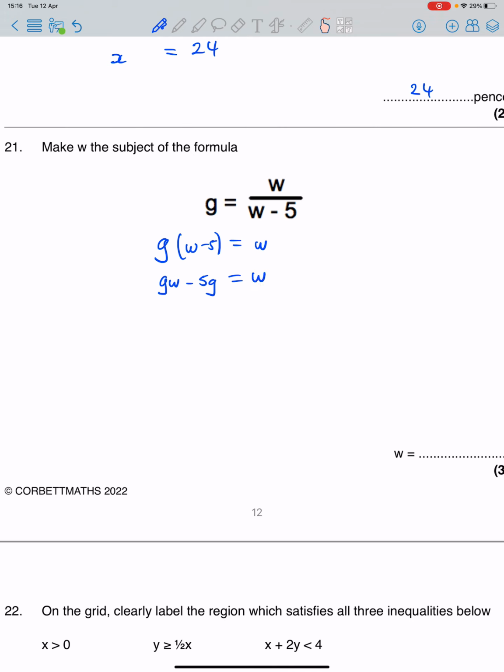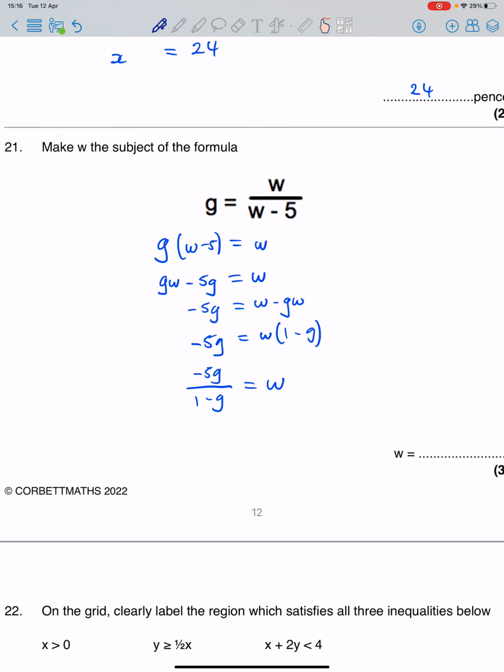Then what I'm going to do is subtract GW from both sides. So we get minus 5G equals W minus GW. Now, what I've achieved here is I've gotten everything with W on one side and everything without W on the other side. Because now what I can do is just factorize out the W. This cool magic bit. So W, open bracket, 1 minus G. Now we've only got one W that we can see, which is nice. And we can divide both sides by 1 minus G. So we have minus 5G over 1 minus G is equal to W.